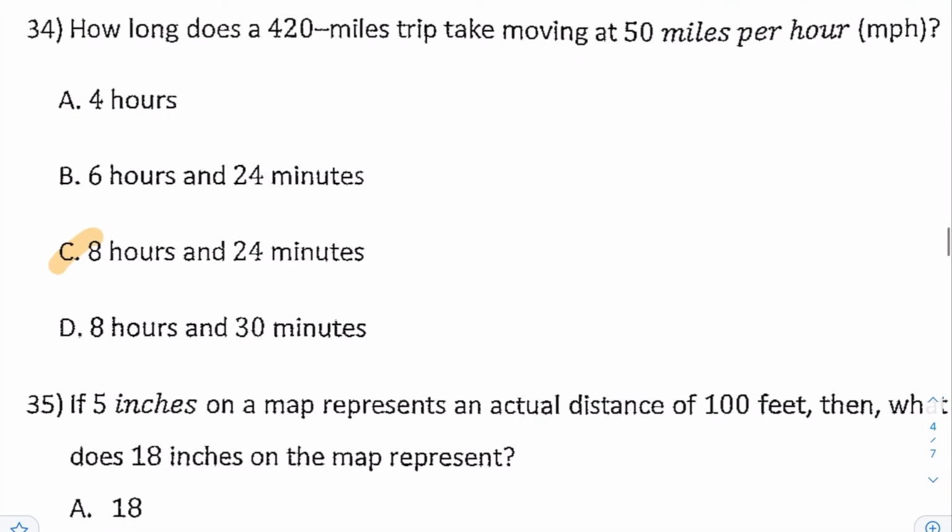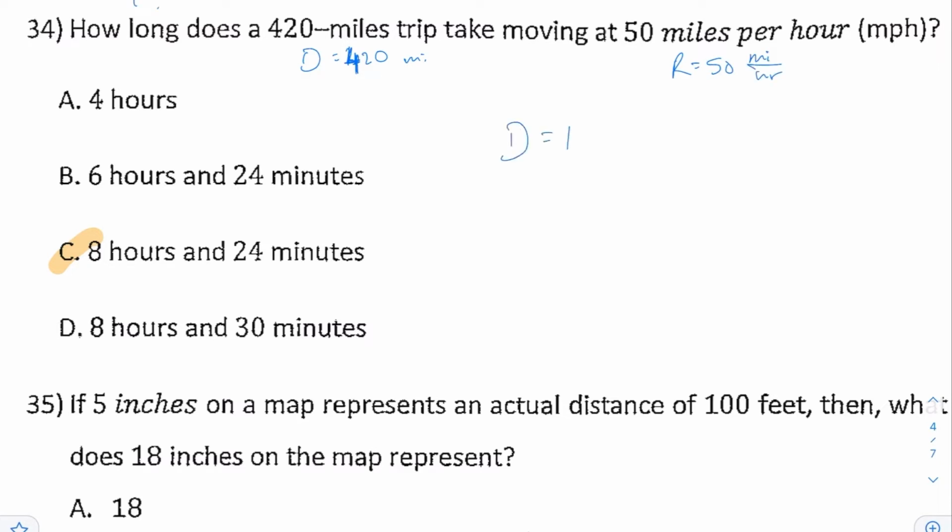Next for number 34, how long does a 420-mile trip take moving at 50 miles per hour? So in this case, you have your distance, which is 420 miles. You have your rate, which is 50 miles per hour. You want to figure out the time.